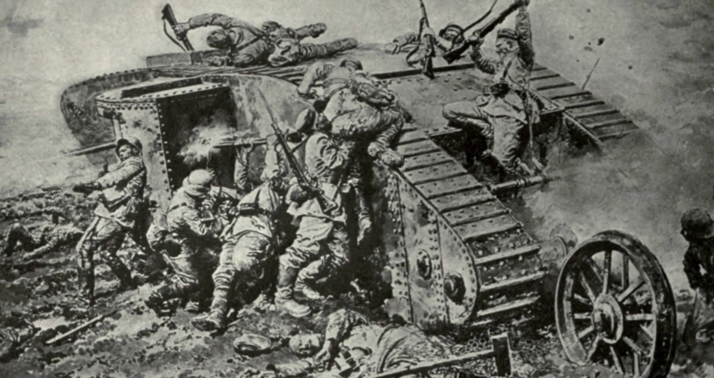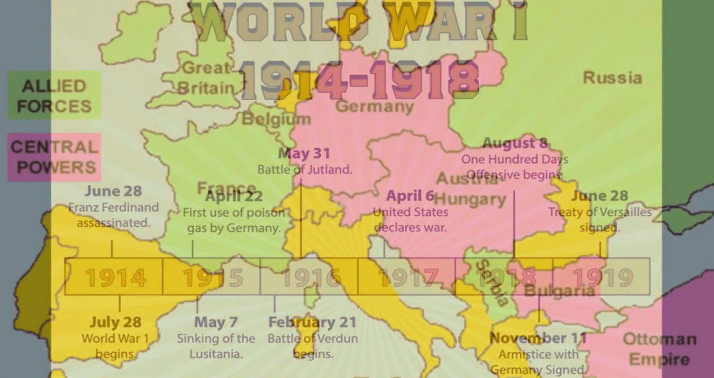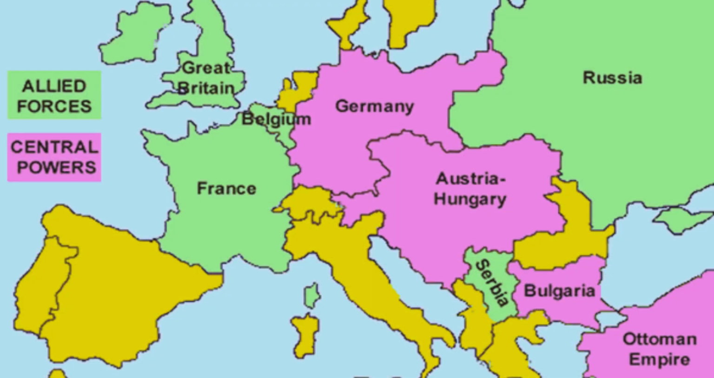The First World War, also known as the Great War, was a global conflict that lasted from 1914 to 1918. It primarily involved the Allied powers, including France, the United Kingdom, Russia, and later the United States, facing off against the Central Powers, including Germany, Austria-Hungary, and the Ottoman Empire.